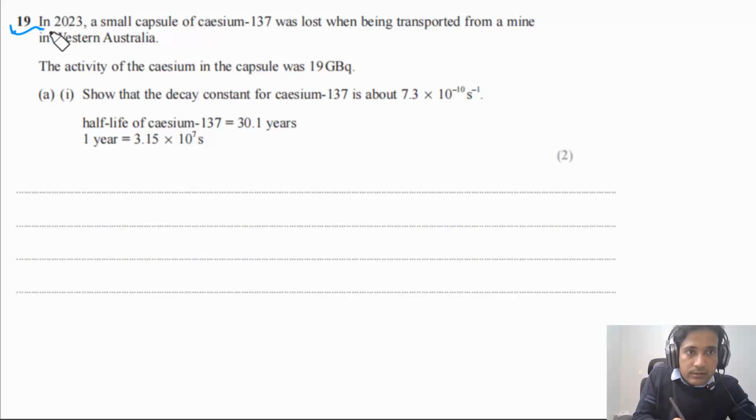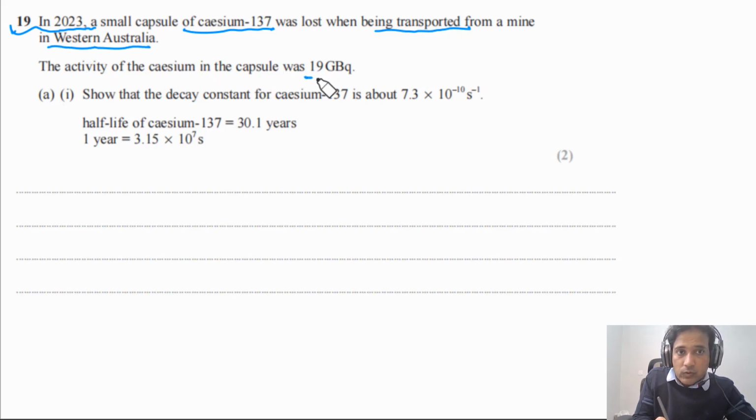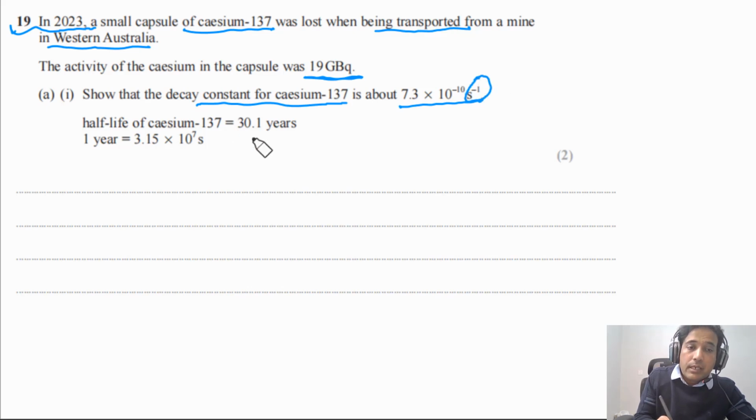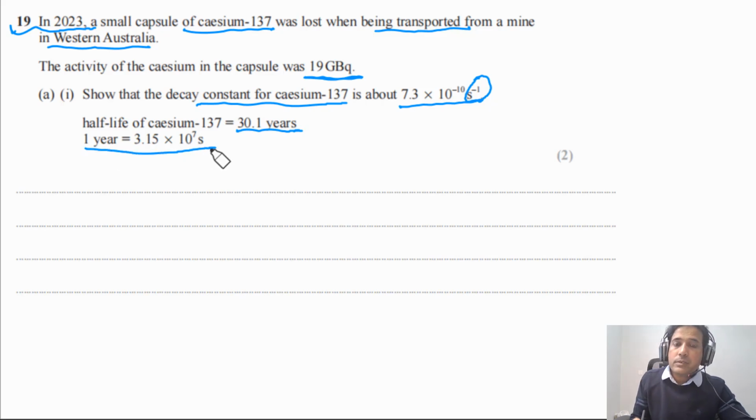Question 19 says, in 2023, a small capsule of cesium-137 was lost when being transported from a mine in Western Australia. The activity of the cesium in the capsule was 19 gigabecquerel. Show that the decay constant of the cesium is about this value. We need to be careful. This is in seconds, and the half-life of cesium is given in years. And 1 year is given to us as equal to this number of seconds.